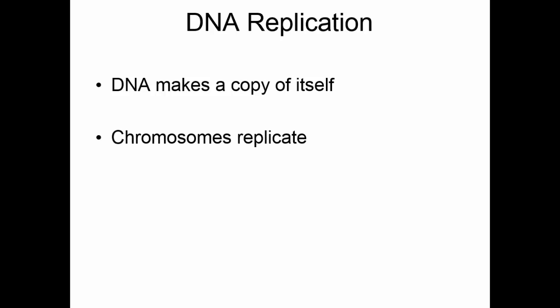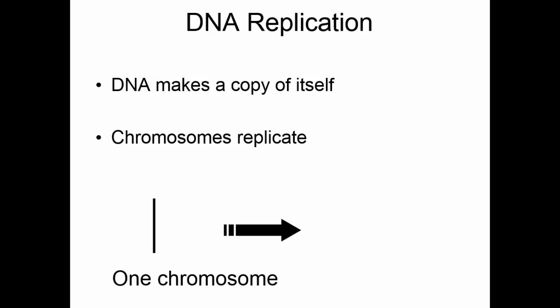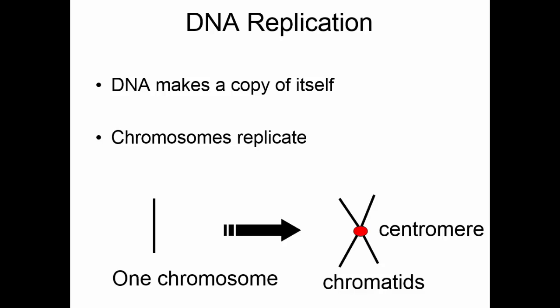During the S phase, DNA replicates. The DNA makes a copy of itself, or the chromosomes replicate. We start out with one chromosome, and through a process of DNA replication, we end up with two chromosomes. Now, the exact copies are held together by a structure called a centromere. And while they are held together by the centromere, we refer to them as chromatids.